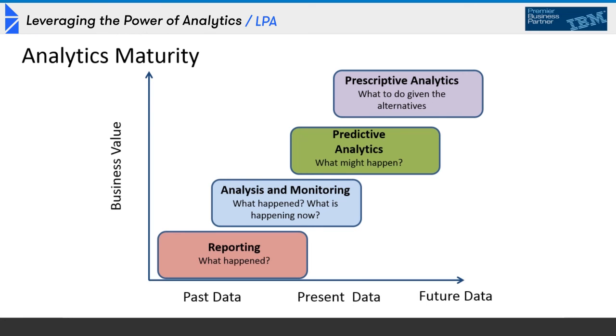Analysis and monitoring answers the question, what's happening now? This is leveraging present data as well as your past data. And oftentimes you can see this by way of a dashboard, maybe where your executive has his or her hands on the pulse of how your company is performing right at the moment. Predictive analytics moves up the business value, leveraging your past and your present data to help predict what might happen in the future.